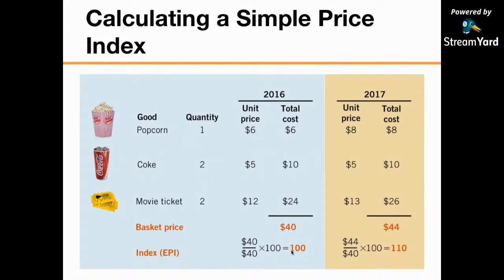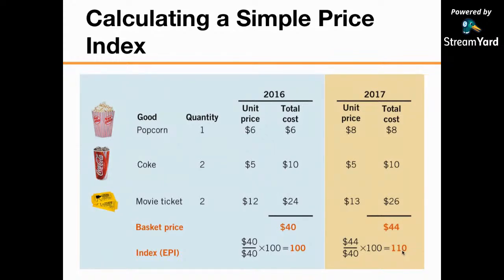It's 100%, right? Now, whenever we move to the coming years, like 2017, the new year, we want to adjust 2017 to see how much of that base year it is. So we take the basket price of the new year, so this $44, which was the new basket price in 2017. We divide that by the basket price in the base year. So the base year is always going to be on the bottom here whenever we're trying to calculate these indexes. Then we multiply that times 100 and we get 110.